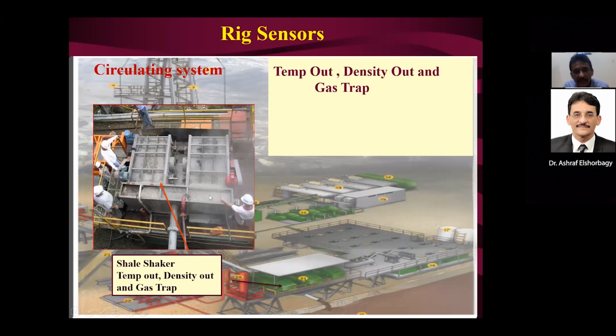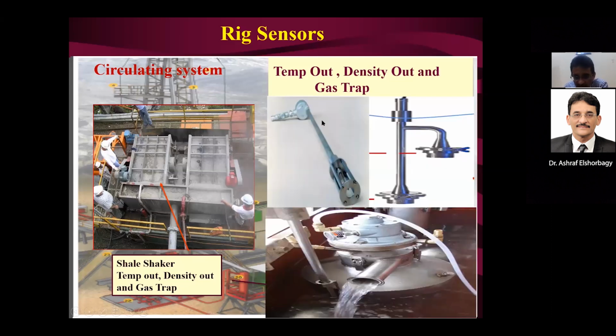At the bottom belly, or at the header tank, we have here a temperature out sensor to give us the temperature of the mud. We have a density out sensor, which reads the density. And we have a very, very important sensor, which is the gas trap. All of these sensors are fixed here at the bottom belly. That's the temperature. That's for the density out. And this one is the gas trap.